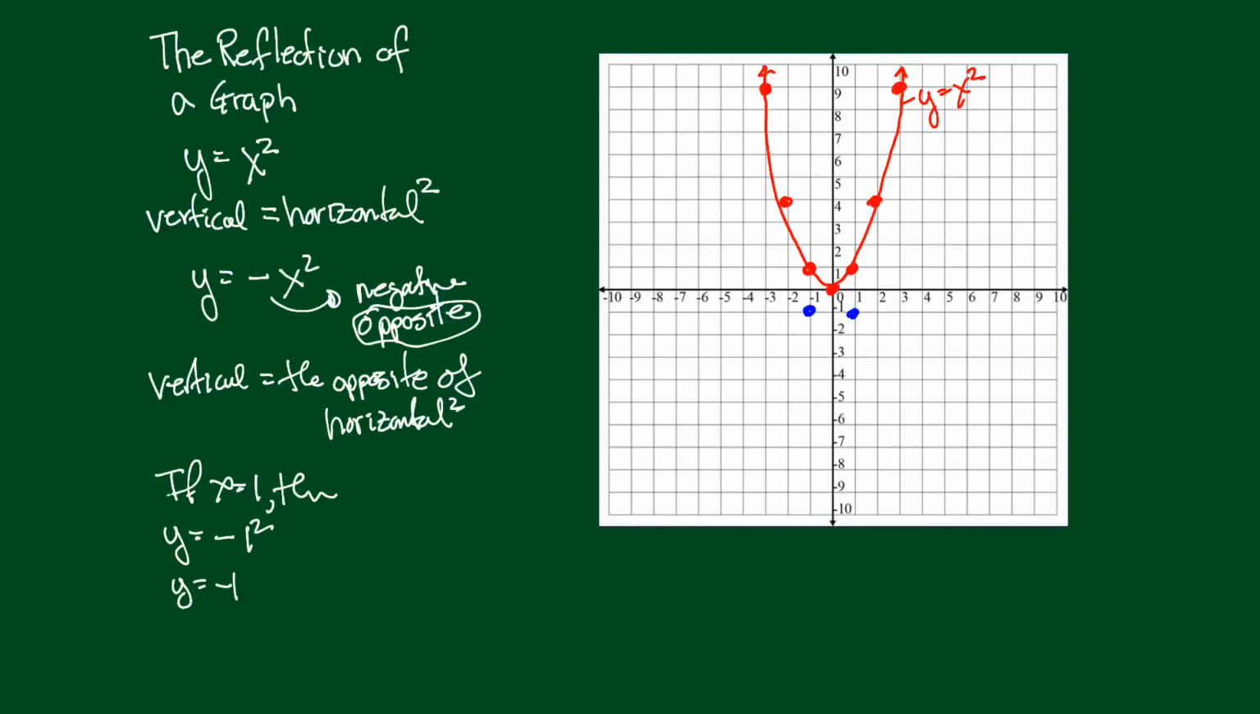And then what happens if you go over 2, right? If x equals 2, then you get y equals the opposite of 2 squared. Y is equal to the opposite of 4. So if I move from the origin 2 units in either direction, I will go down 4. Let's do that. So I'll go 2 to the right and then down 4. So that'll put me here, 2 to the right, down 4. And then if I go 2 to the left, I'll also go down 4.